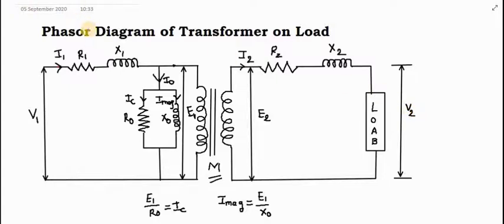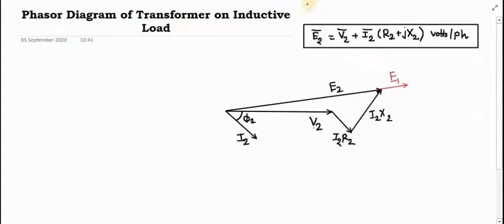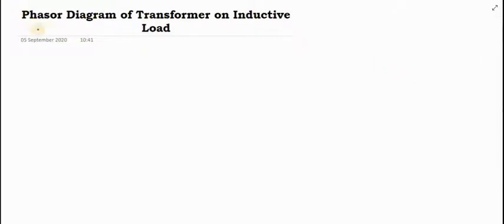Then we have seen the different equations that we wrote from the equivalent circuit. Before going to the phasor diagram of the transformer on load, first of all we'll revise those equations. I will draw the phasor diagram for the inductive load. While starting the phasor diagram of the transformer for inductive load, first I will write down the equations that are necessary for drawing the phasor diagram.